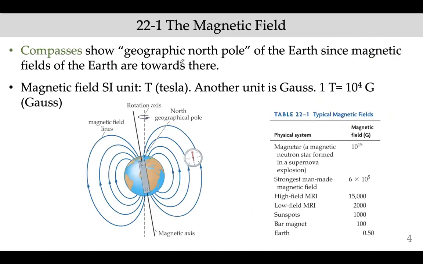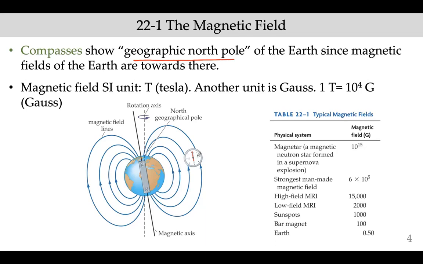Compasses show the geographic north pole of the Earth, because the magnetic field of the Earth points toward there. Inside the Earth, there are certain metals and plasma, and because of the currents of those charged particles, they create magnetic field lines. So you can think of it as effectively a bar magnet inside the Earth, with its north pole down and its south pole up here.